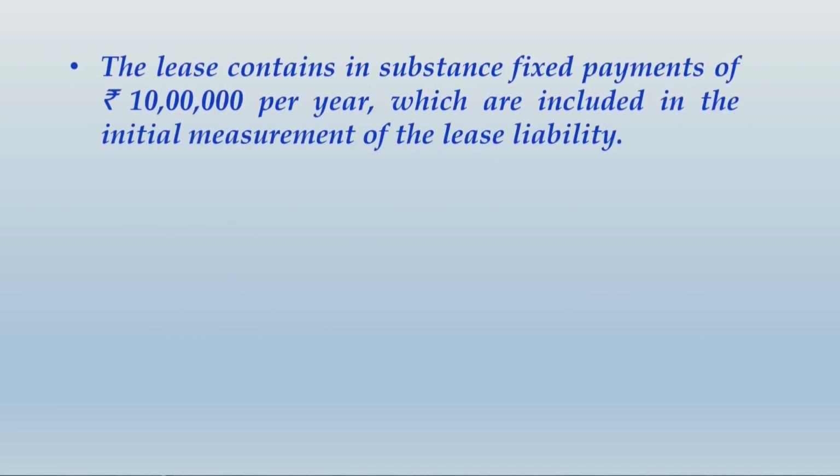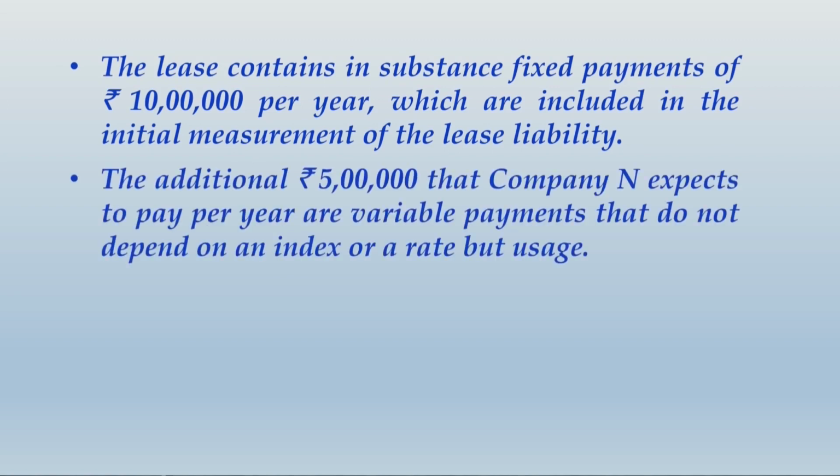The lease contains in substance fixed payments of rupees 10 lakh per year, which are included in the initial measurement of the lease liability. The additional rupees 5 lakhs that company N expects to pay per year are variable payments that do not depend on an index or a rate but on usage. So the lease payment will be only and only rupees 10 lakhs. So please write up this also and then we shall move ahead.